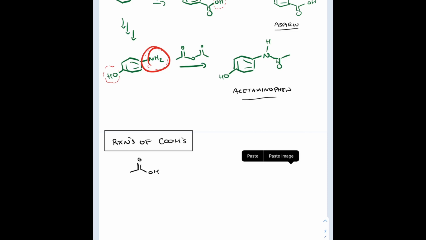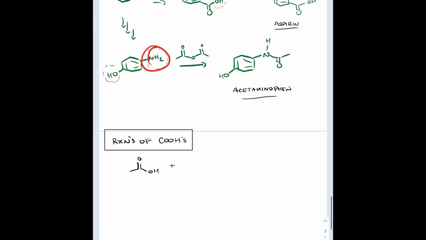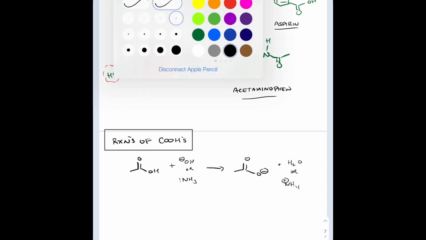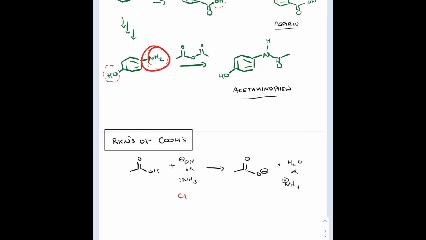So the next set of reactions that we're going to go over are those of carboxylic acids. So let's say we had a carboxylic acid and we reacted it with a nucleophile like hydroxide or ammonia. Well, those are good bases as well. So what's going to happen is they're going to remove the acidic proton in the carboxylic acid to form water or ammonium. What about chloride? Well, hail to the no, because remember, chloride is an excellent leaving group.